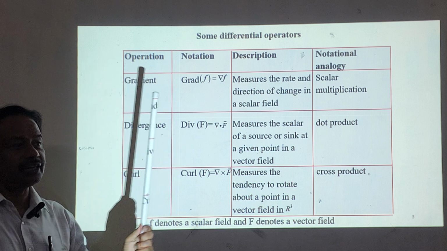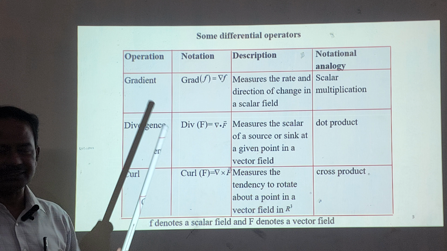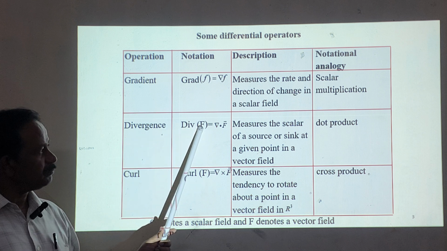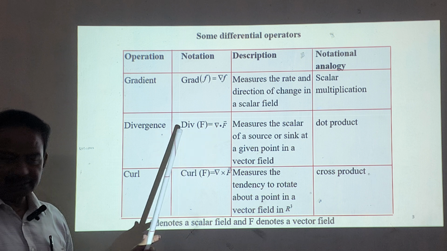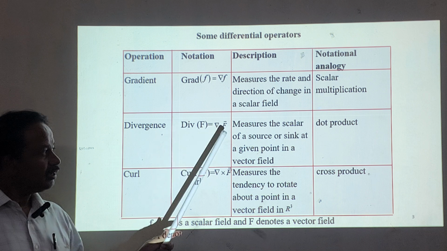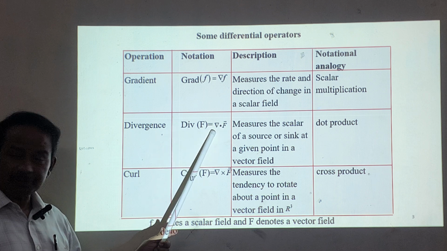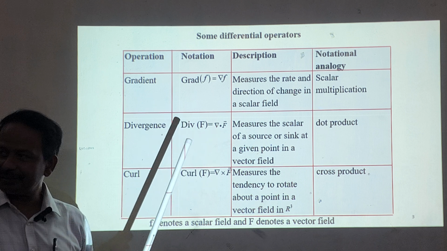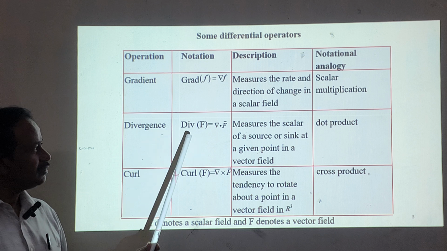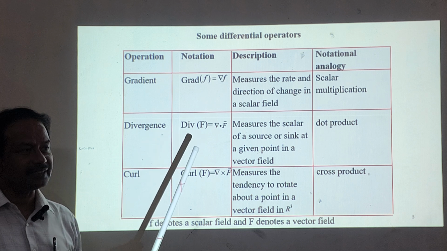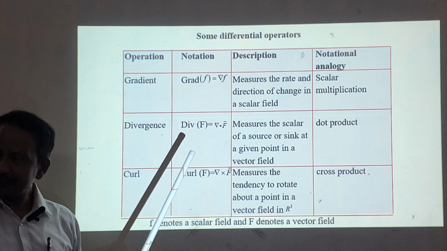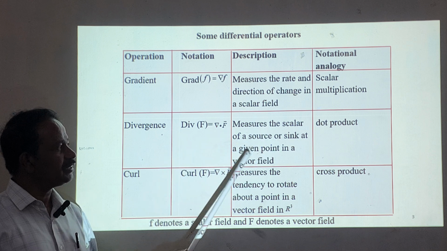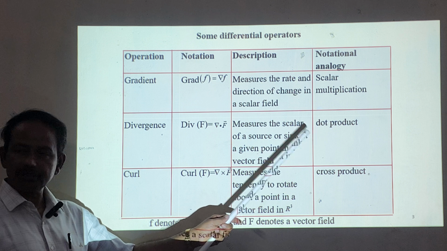And the next one is divergence. Divergence means what is coming out or what is going inside. This is called divergence. So divergence of f equals del dot f. Divergence is expressed as del dot f, where f is a vector quantity. Del also is a vector quantity. Vector dot vector will give you a scalar. So divergence of a vector will give you a scalar. Is it okay? A dot product will always give you a scalar answer. A dot b is a scalar quantity. It measures the strength of a source or a sink at a given point in the vector field.